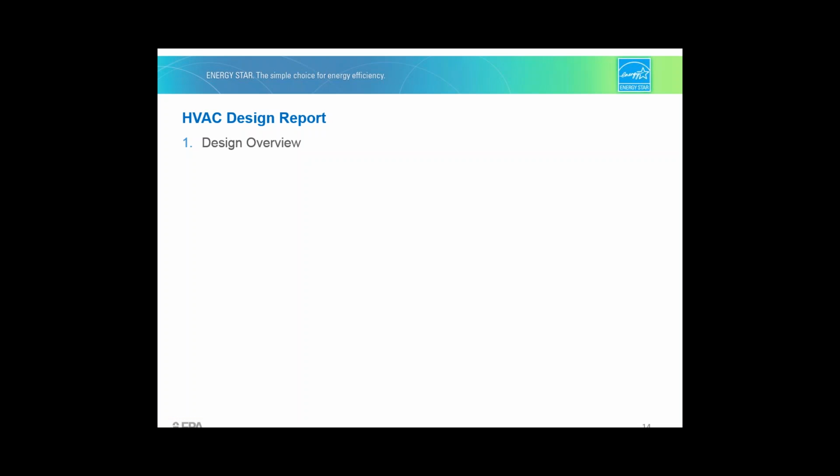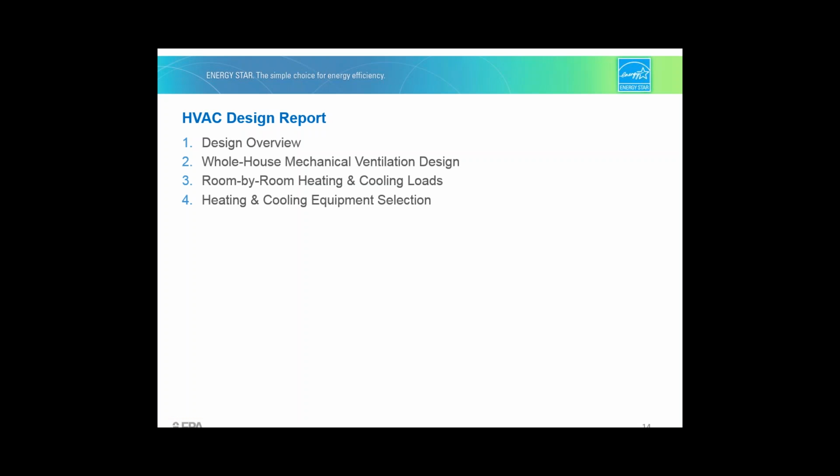Great. Thank you, Dean. So let's start with the HVAC design report. As the name suggests, this contains all of the items that the HVAC designer needs to complete. And it's divided into 5 sections that are listed here: the design overview, the whole house mechanical ventilation design, the room-by-room heating and cooling loads, the heating and cooling equipment selection, and the duct design.